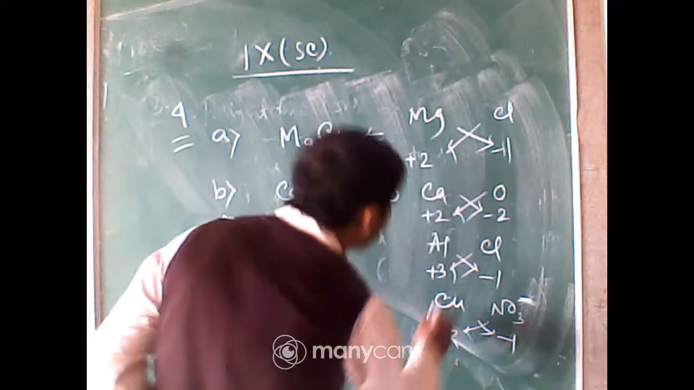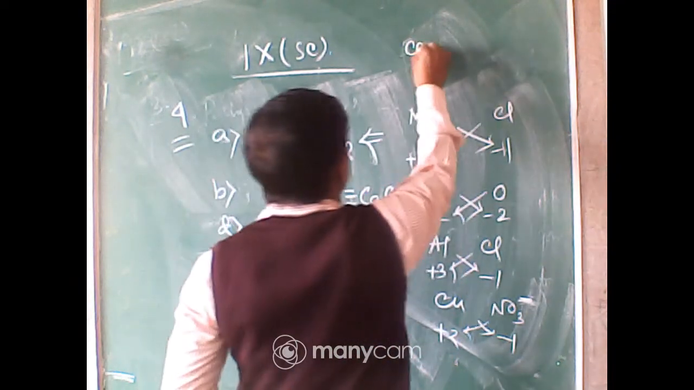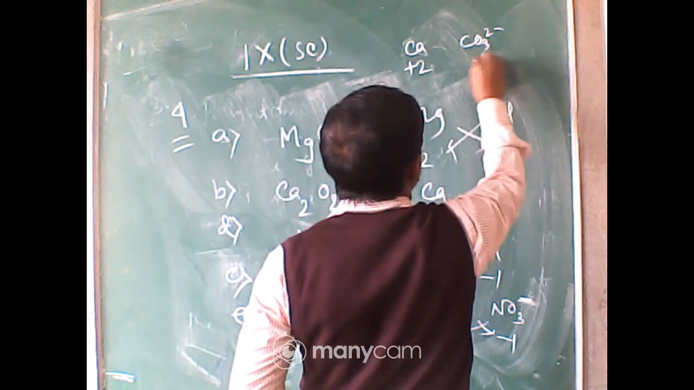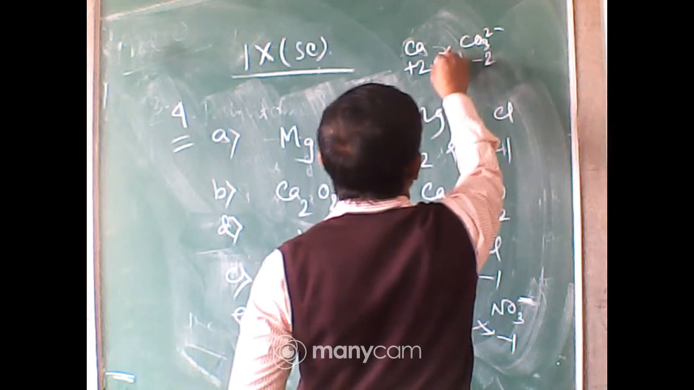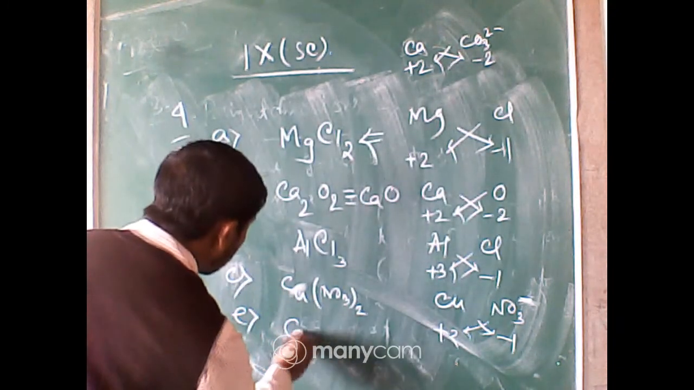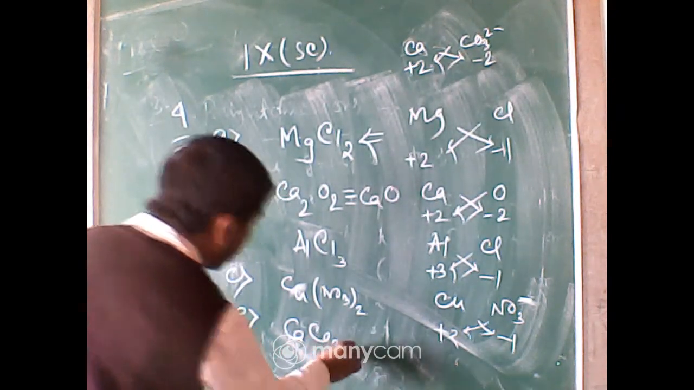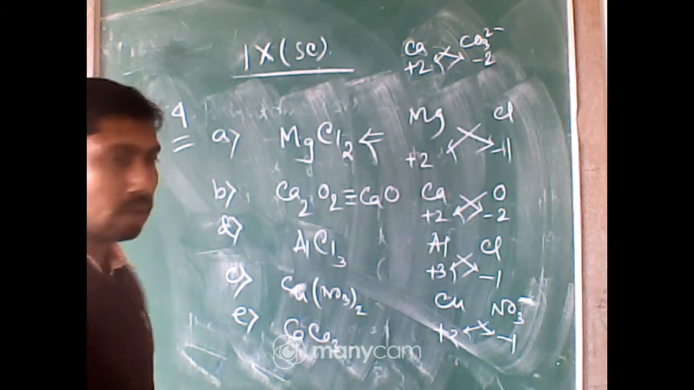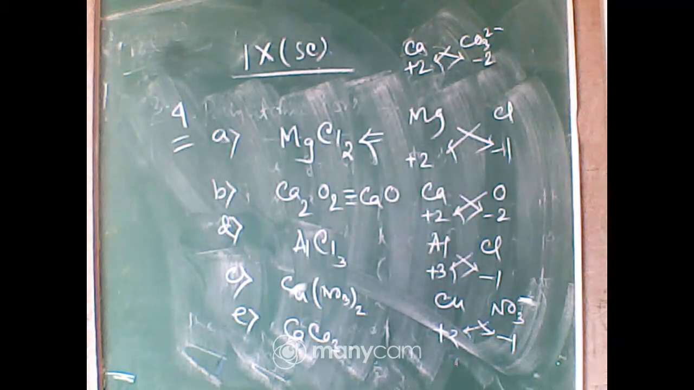Calcium, I am writing here, calcium is +2, CO3 2 minus, that is -2. So it is CaCO3. Okay. So these are the formulas. Already we have practiced more formulas, but as given in the exercise, these are important.